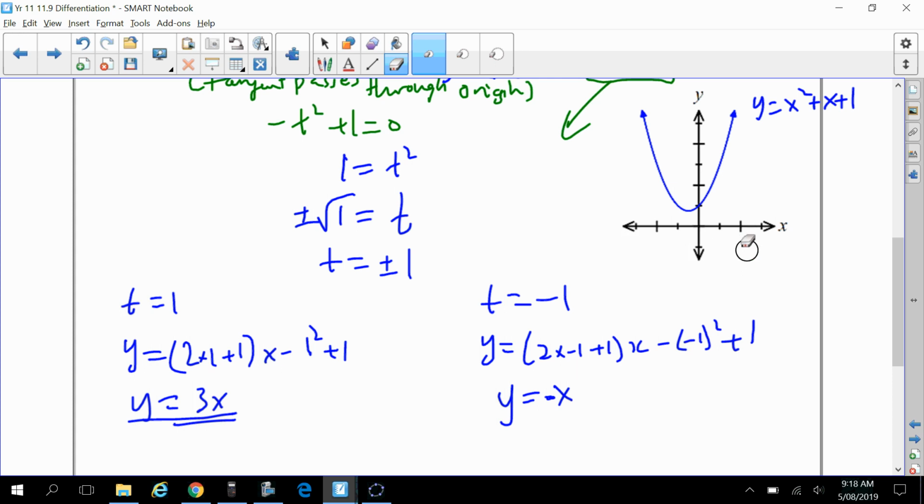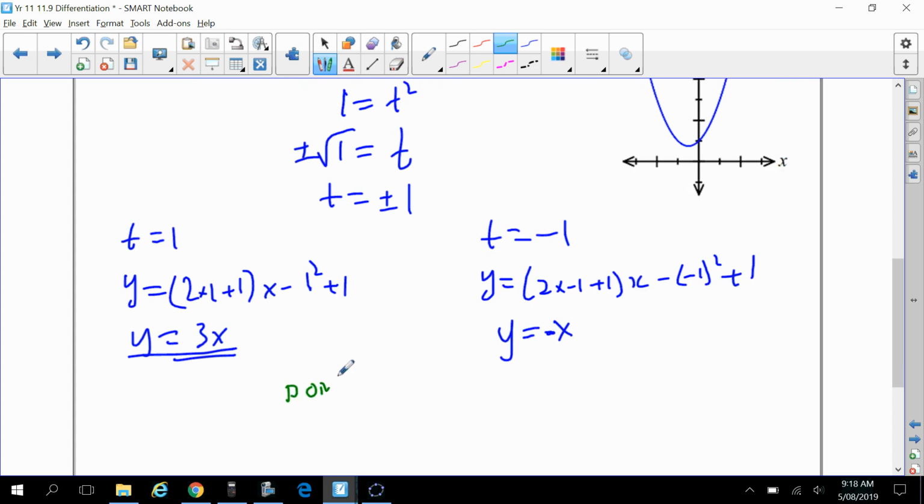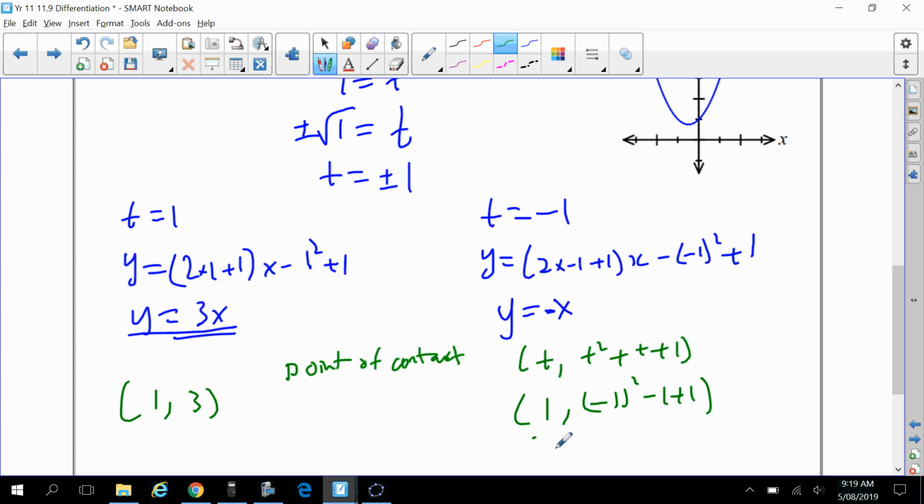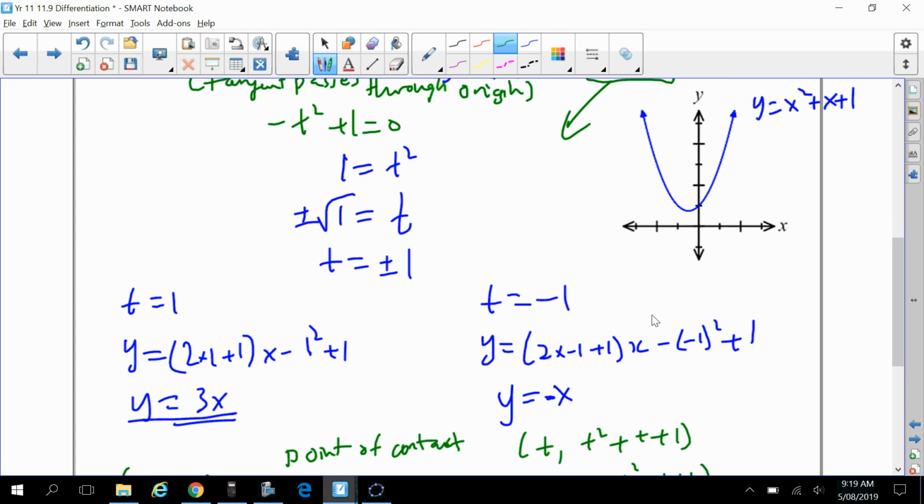So we've got the 2 equations of tangent that pass through the origin. And at what point? Well, remember the point of contact was t comma t squared plus t plus 1. So the t is the x value. So the point of contact is 1 comma 3, right? If you substitute 1 in there, or 1 comma -1 squared minus 1 plus 1, if you do your calculation, it becomes 1, 1. So 1, 3, 1, 1. So 1, 1 is here.